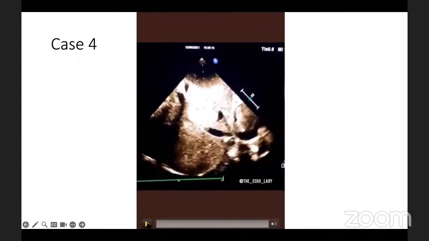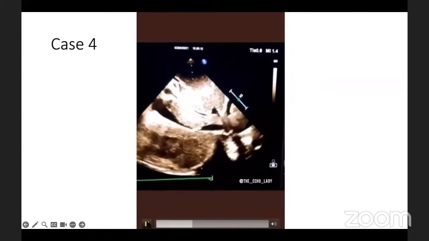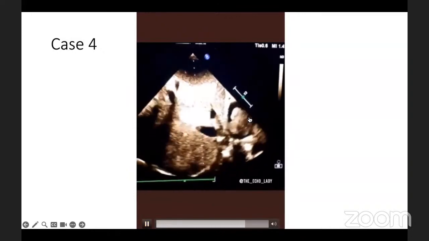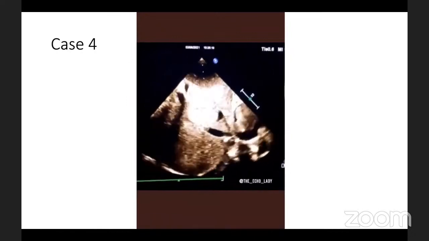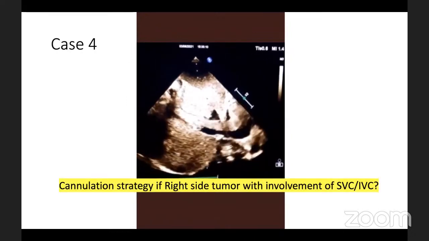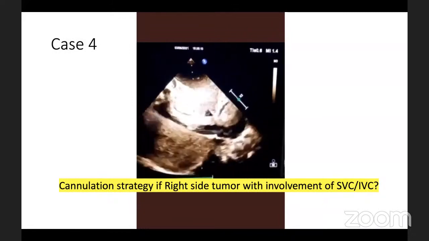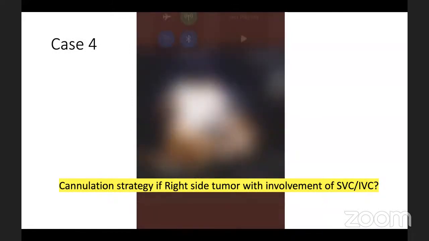Case number 4, I'm just going to go very quickly, because we don't have much time. This is a tumor in the right atrium, sorry, and it's extending all the way to the inferior vena cava. So my question to you is, how would you cannulate if the tumor is invading the SVC, IVC, and the mass is in the right atrium? Quickly, anybody? Peripheral cannulation through the jugular. Excellent. So peripheral, right? You may want to go jugular instead of the superior vena cava, and femoral instead of the inferior vena cava.